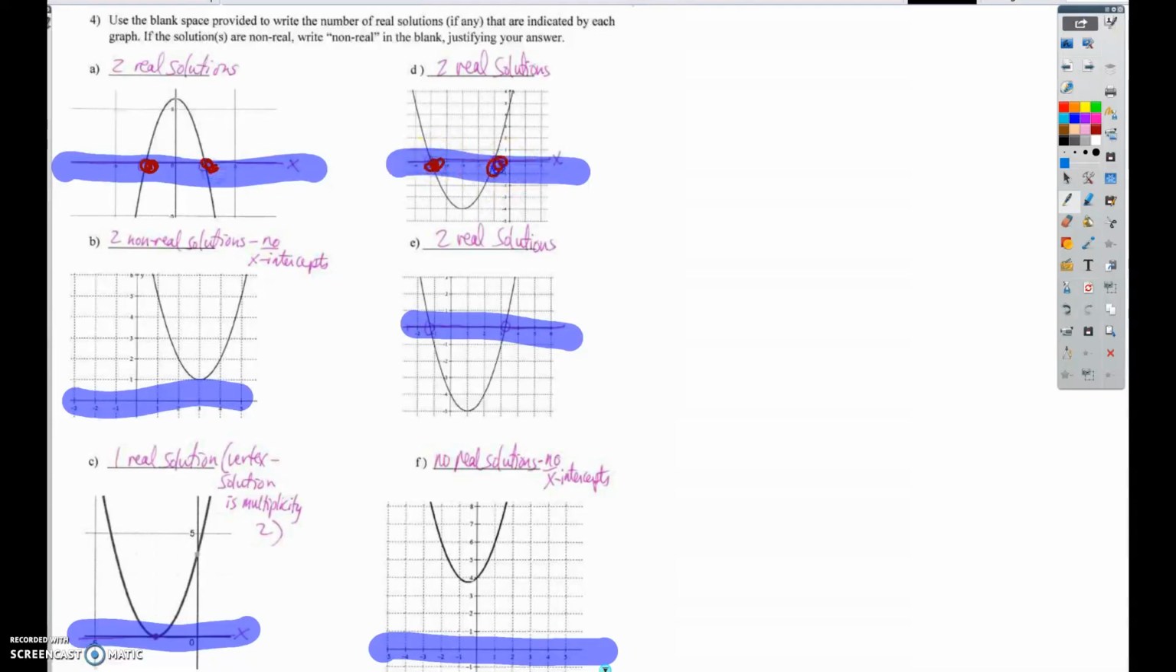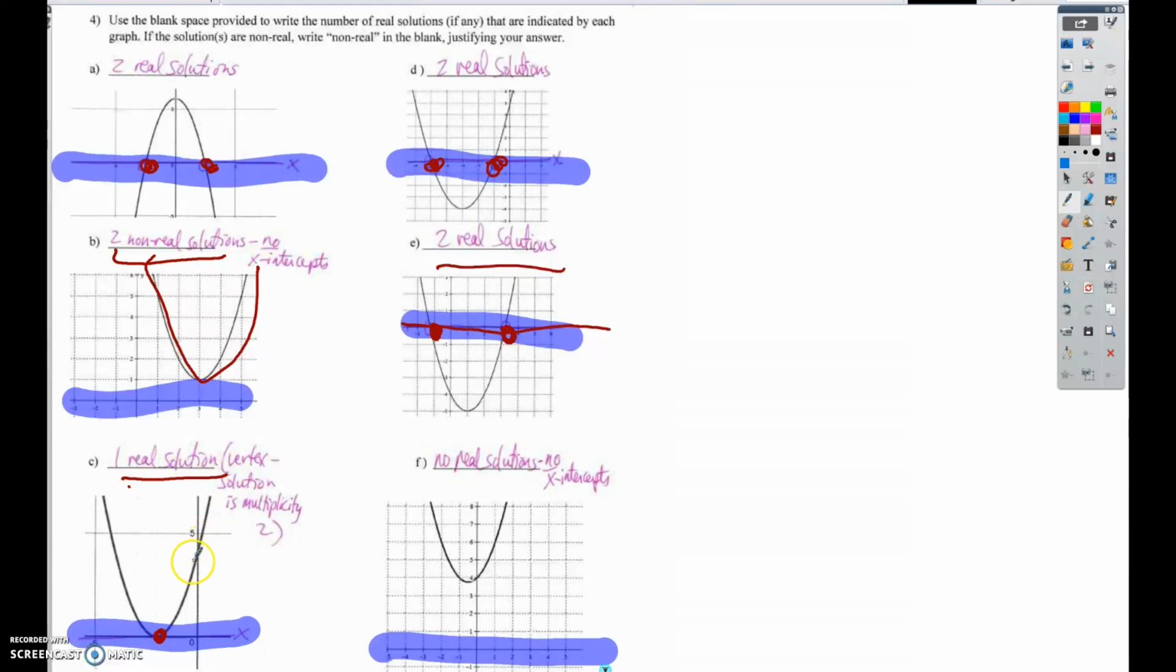Again, two real solutions. This function here does not hit the x-axis, so I'm going to say two non-real solutions because there are no x-intercepts. In letter E, across that x-axis are two x-intercepts for two real solutions. In letter C, the vertex is the only part that hits the x-axis.